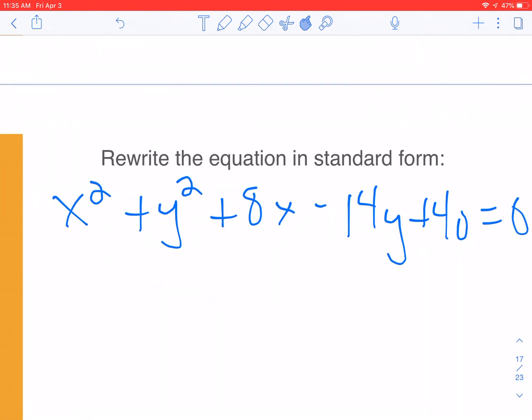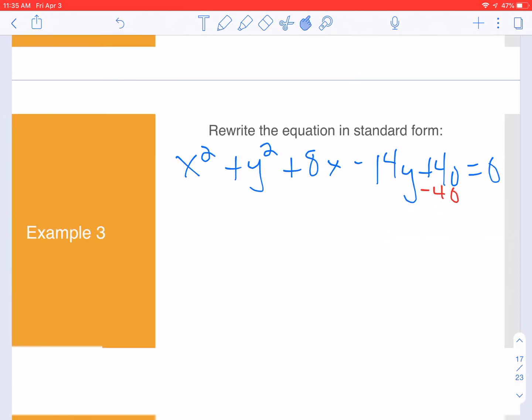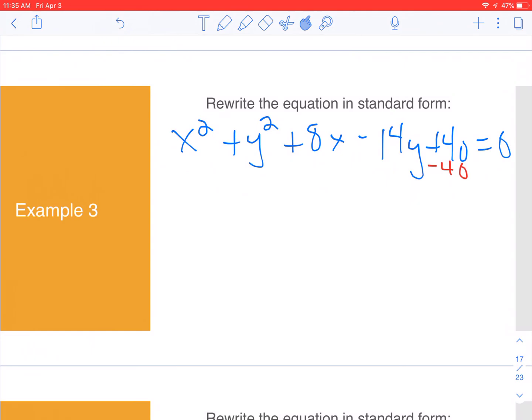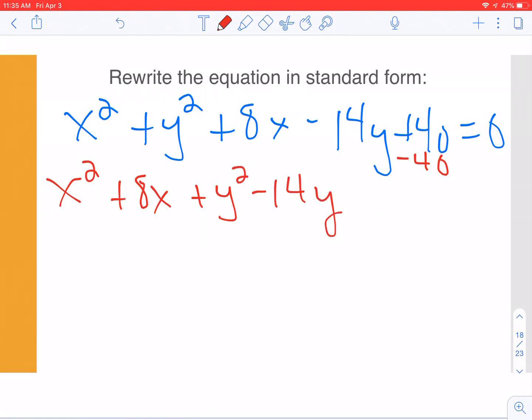So it says write this equation in standard form. Standard form meaning in the equation of a circle. So the first thing we can do is subtract 40 from both sides, and we're also going to put the like terms close together. I'm going to zoom out a little bit here. Actually, zoom in this way. All right, so we're going to put the x's together. X squared plus 8x plus y squared minus 14y. And I subtracted that 40, so over here will be a minus 40.